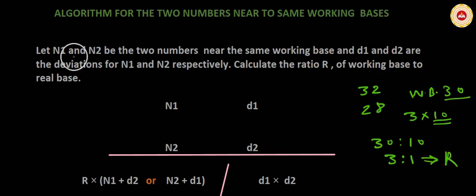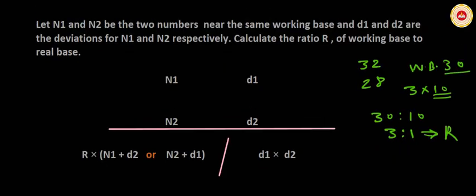Let us read again. Let n1 and n2 be the two numbers near the same working base, and d1 and d2 are the deviations for n1 and n2 respectively. How to calculate the deviation? You have to subtract the nearest working base from the given number, and you will get the deviation for that number. Calculate the ratio R of working base to real base.